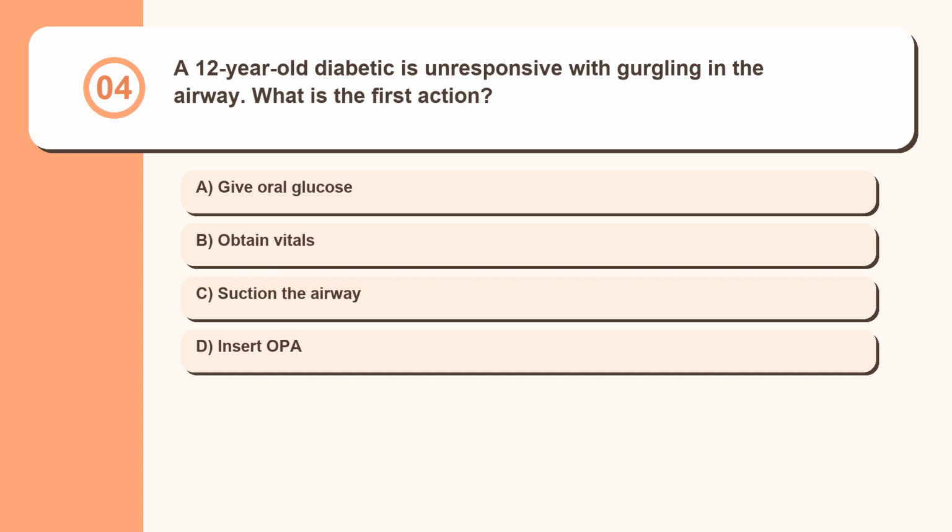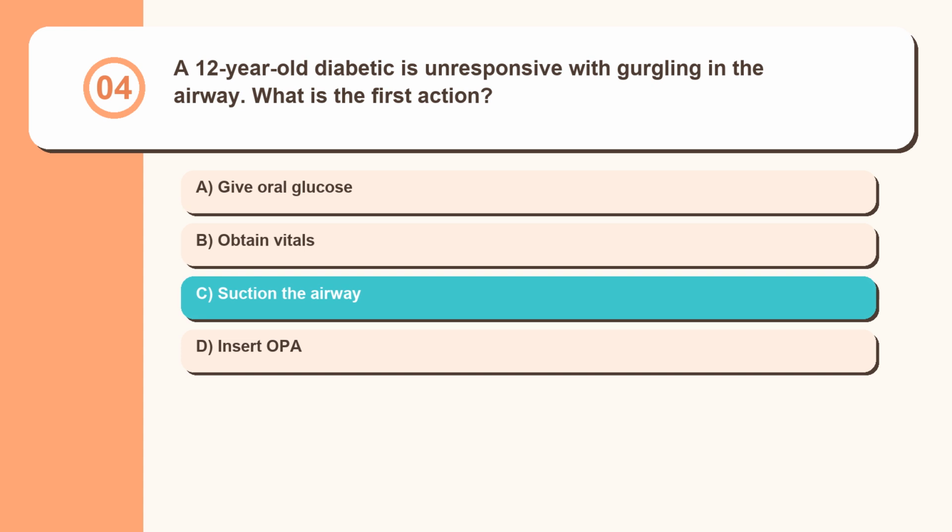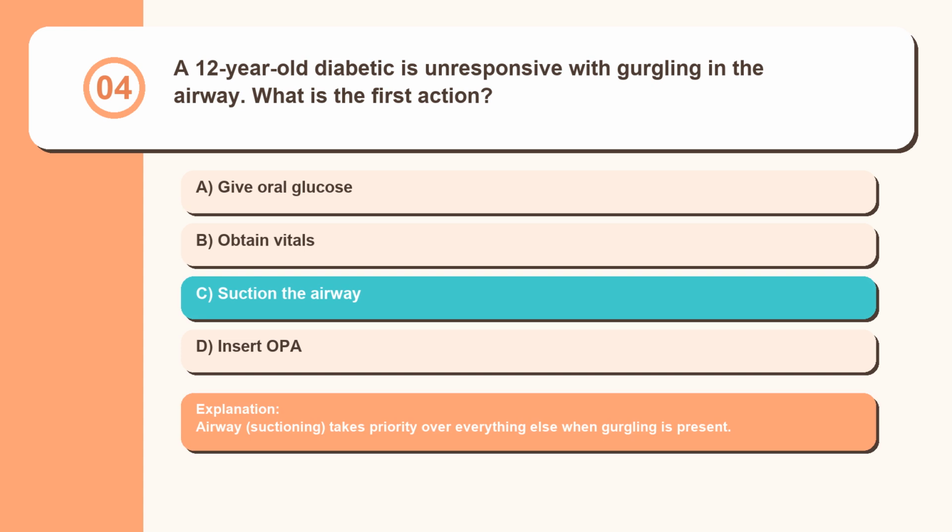Question 4. A 12-year-old diabetic is unresponsive with gurgling in the airway. What is the first action? Give oral glucose. Obtain vitals. Suction the airway. Insert OPA. Airway suctioning takes priority over everything else when gurgling is present.